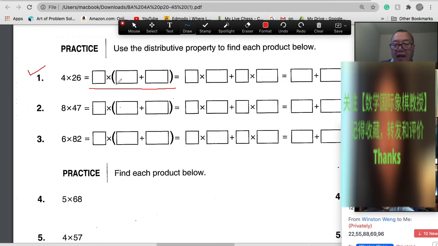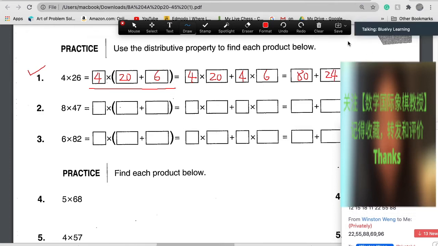So I think this one is easy. When you do this, you definitely need to put 4 here. Then write 26 as 20 plus 6. Then you use 4 times 20, and you get rid of the parentheses. Then plus 4 times 6. This way, 4 times 20 equals 80, and 4 times 6 is 24. Then that will equal 104.